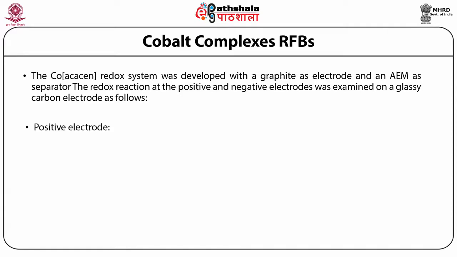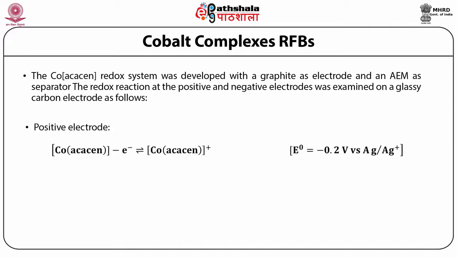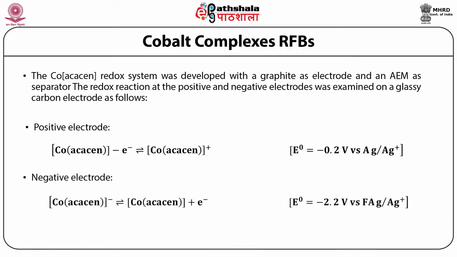At positive electrode, Co(ACAC)2en minus an electron gives us Co(ACAC)2en+ with E0 equal to minus 0.2 volts versus Ag+. At negative electrode, Co(ACAC)2en minus gives us Co(ACAC)2en plus 1 electron with E0 equal to minus 2.2 volts versus Ag+.